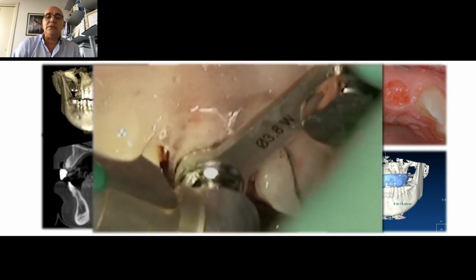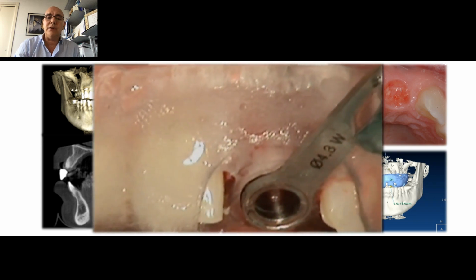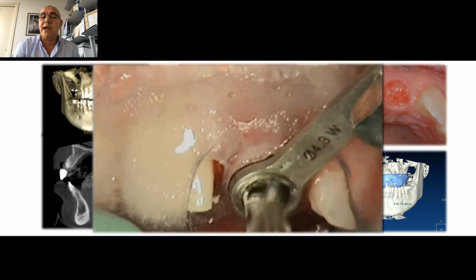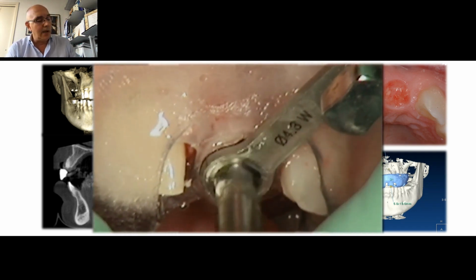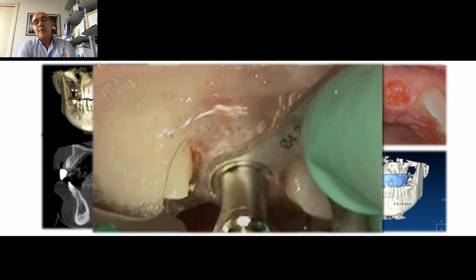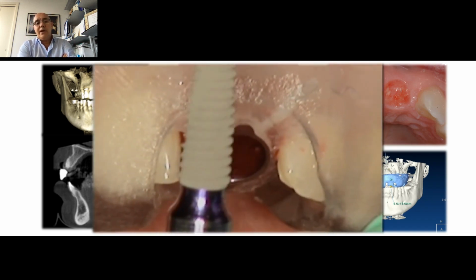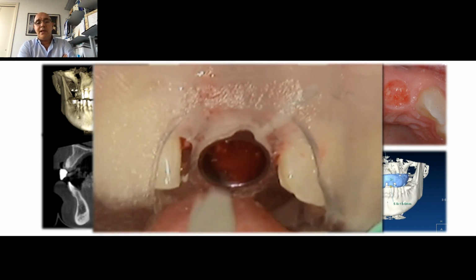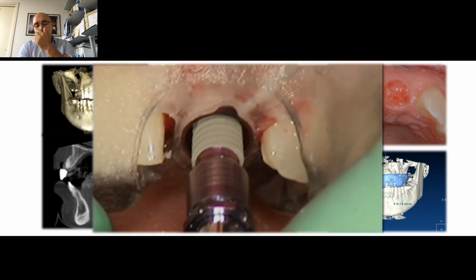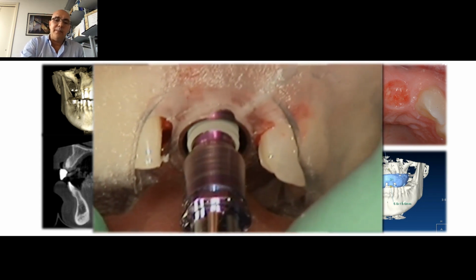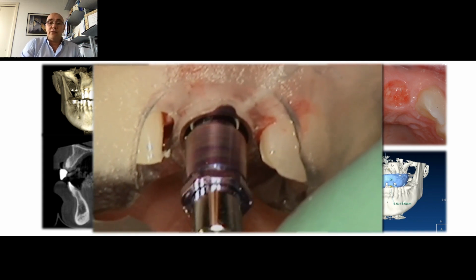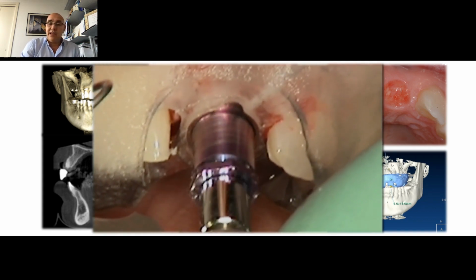So now we're down to 3.8 diameter. Now we go from 3.8 to 4.3, and we are pretty close to the final drilling for the preparation of the site. So now we are ready to place the implant. The implant has a driver. The driver goes through the stent, and you can see that the pink driver has a lot of scratches because very often we find quite a resiliency from the bone.